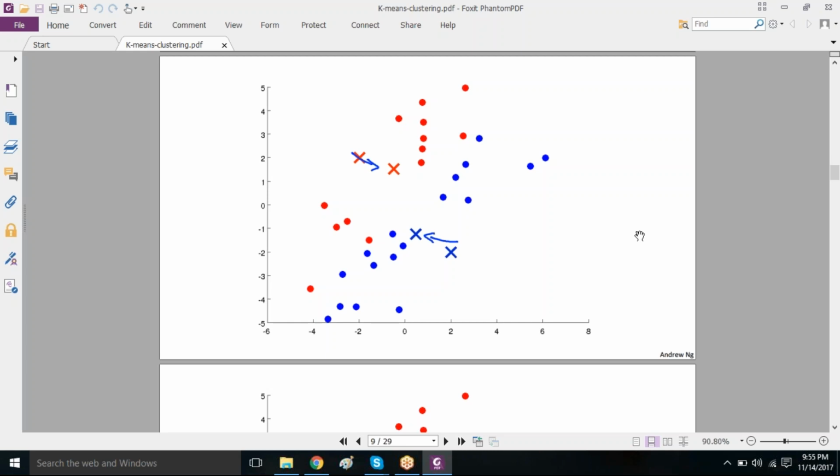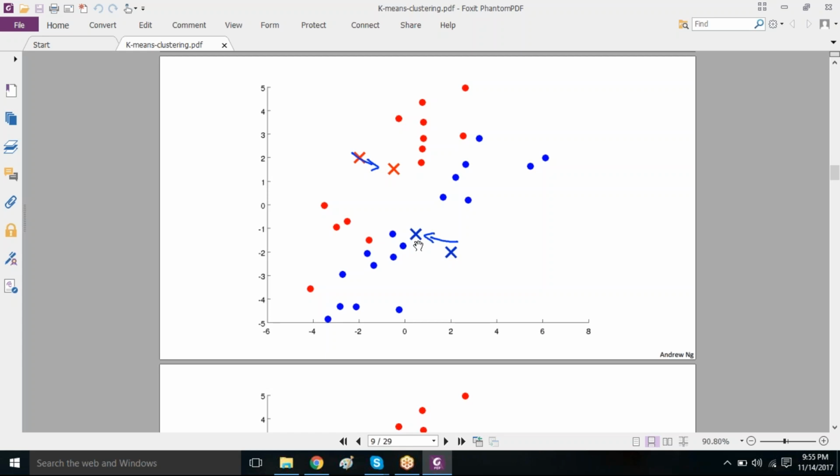So for all the data points which were lying in the red centroid, we calculated the mean of all the data points, and the centroid will shift to some other position. Similarly, take the mean of all the blue data points, and your centroid will shift here.